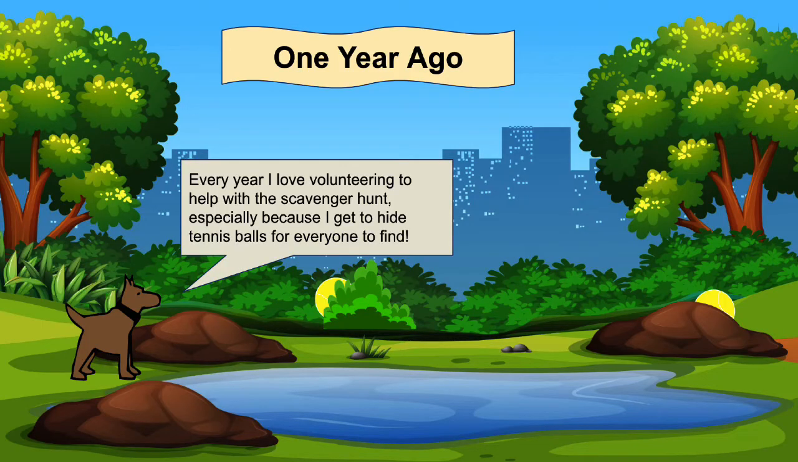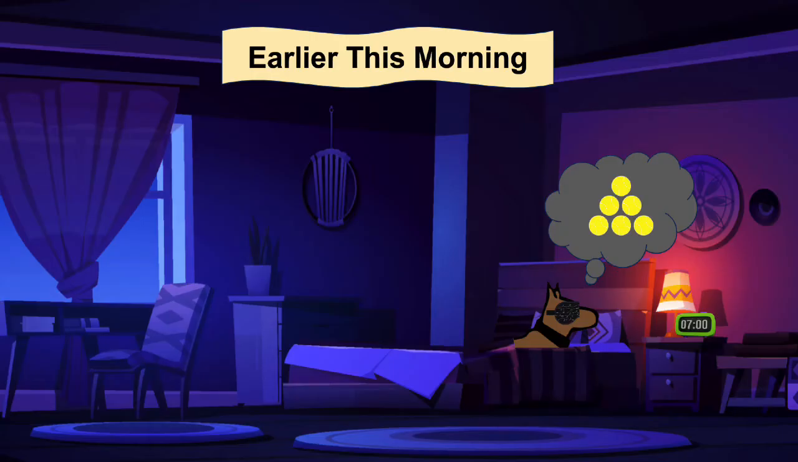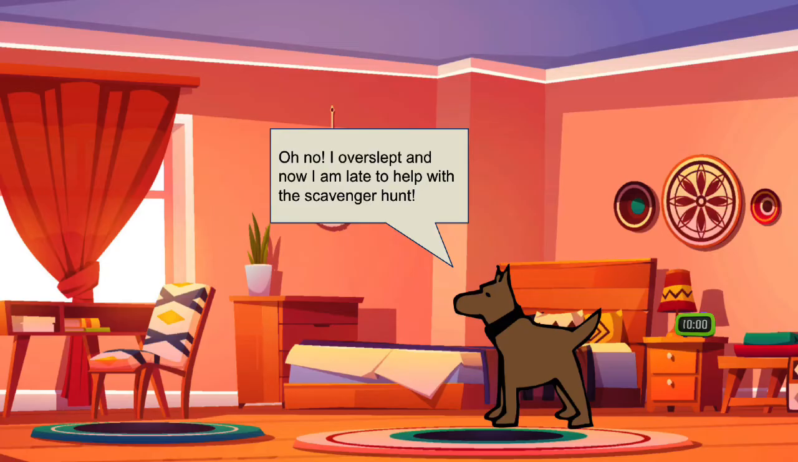Every year, I love volunteering to help with the scavenger hunt, especially because I get to hide tennis balls for everyone to find. Today is the big day for this year's scavenger hunt. Unfortunately, Karel's alarm clock didn't go off and Karel slept in. Oh no, I overslept and now I'm late to help with the scavenger hunt.